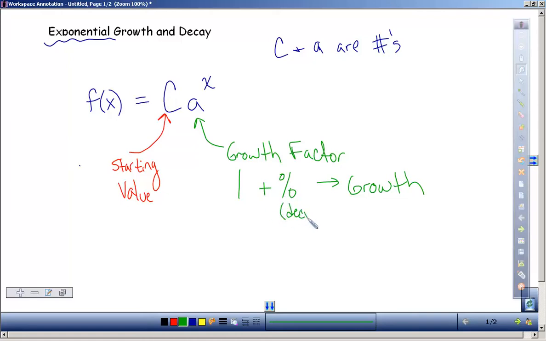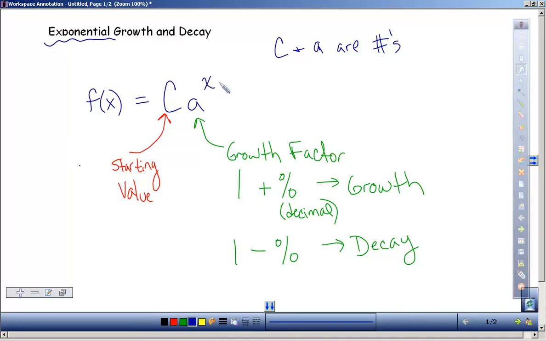Do make sure that we always change percentages to decimals. 25% would be 0.25, so forth and so on. And then we do 1 minus a percentage if it's a decay problem, if it's shrinking, if it's losing value. So this number should always be some number between 0 and 1 or some number bigger than 1. Okay? That's the growth factor. And that's the number that is actually being taken to a power. It's the base, all right?